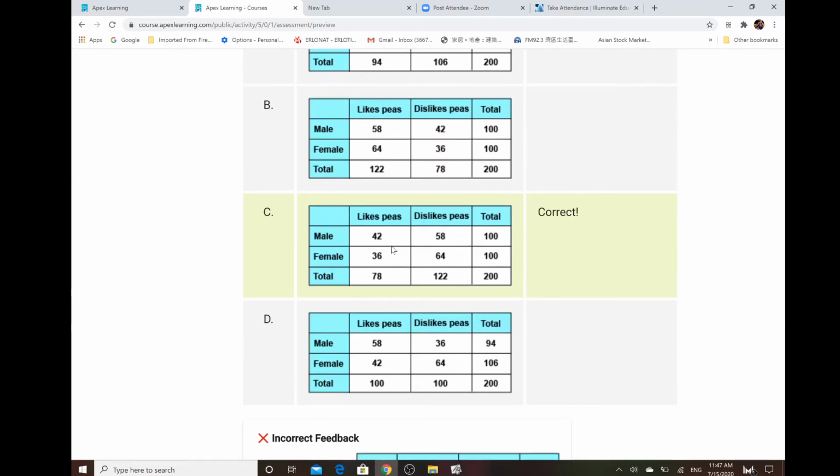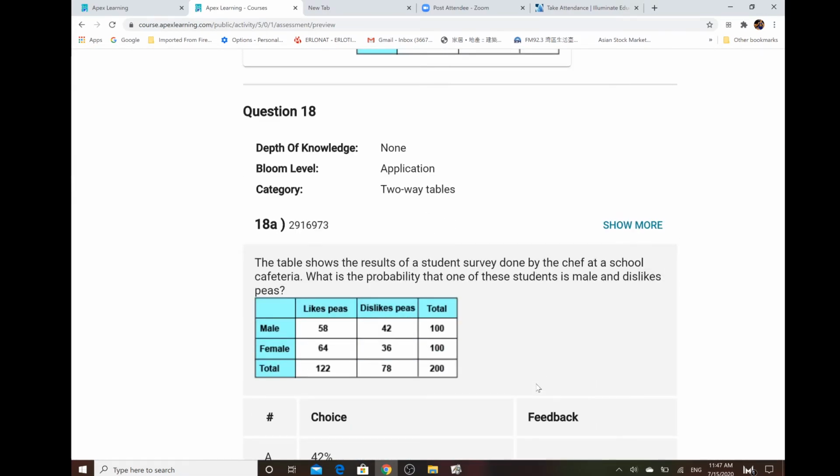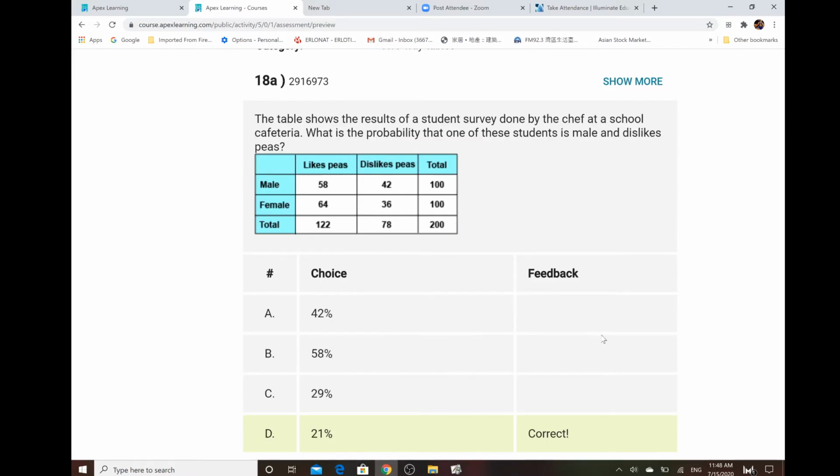So 17, once again, a similar structure. So for C. Now let's find out about the probability with a two-way table. The table shows the results of a student survey done by a chef at a school cafeteria. What's the probability that a student is male and dislikes peas? So for males, we do have 100 males, but 58 of those males like peas. So what's the probability for that?